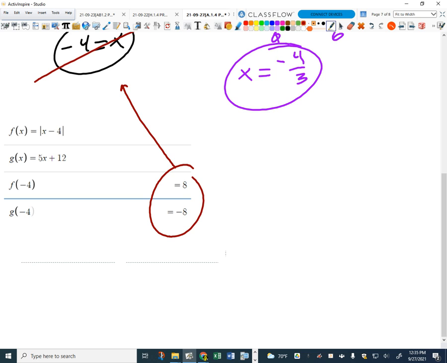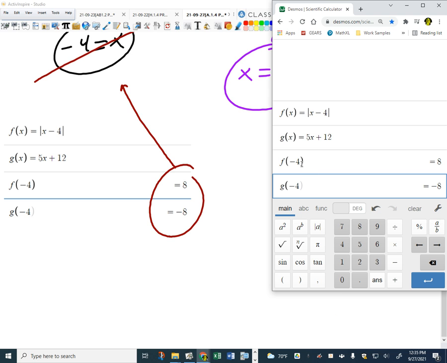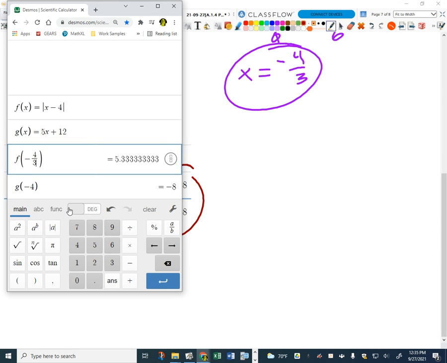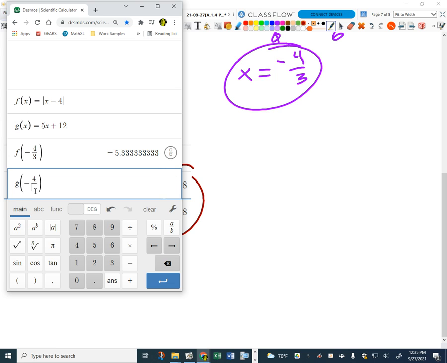Let's try negative 4/3. All I've got to do is go back to Desmos, and I can use the same template I was just using. Only now, instead of negative 4, I'm just going to use negative 4/3. Look what happens. Now, when I see that little button there, by the way, in Desmos, I can convert both of those to a fraction. When I plug negative 4/3 into the left side, which is f, and the right side, which is g, I get the same thing on both sides.